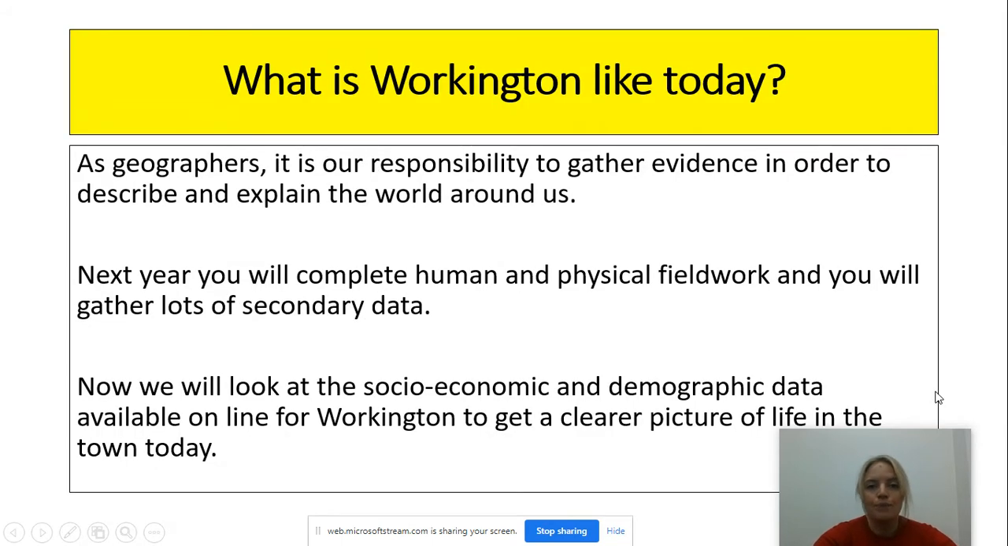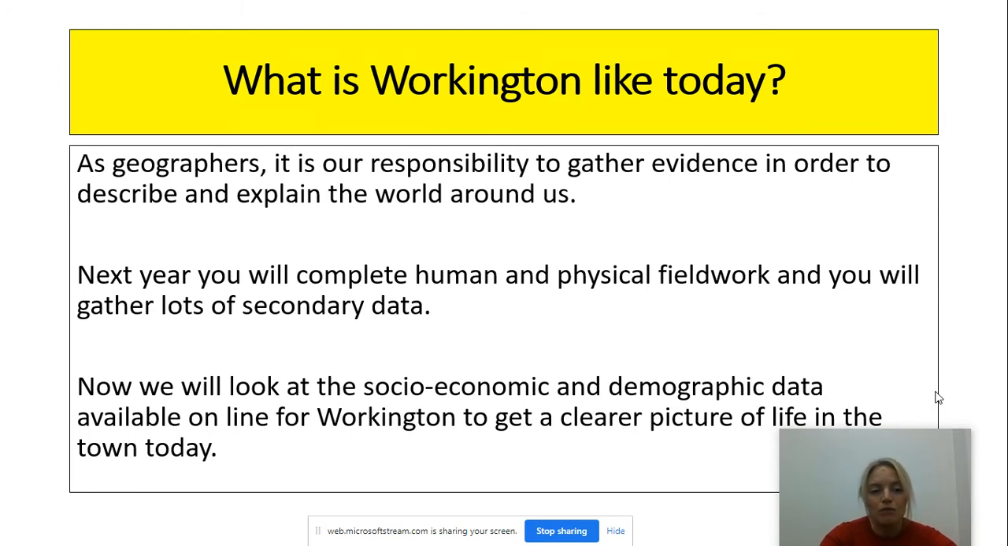Okay, so now that we've got a good idea of how Workington's changed, its demography, its culture, its economy, we're going to think about field work that you will do. So when you do come to West Coast Sixth Form, your human field work will all be based on Workington and Liverpool, as I said, and it will be looking at why we have such a wide range of inequalities at different areas of the town.